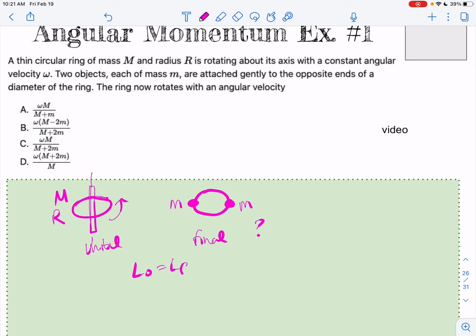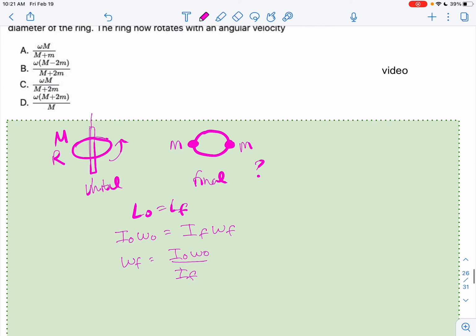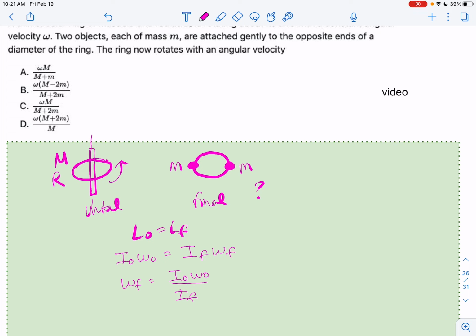So the initial angular momentum equals the final. So this is going to be I initial omega initial equals I final omega final. So omega final will be I initial omega initial over I final. Now we just have to figure out what the moment of inertia is. Let me check what a thin hoop is. I think a hoop is mr squared. Yeah, mr squared. So I initial is going to be mr squared omega naught.